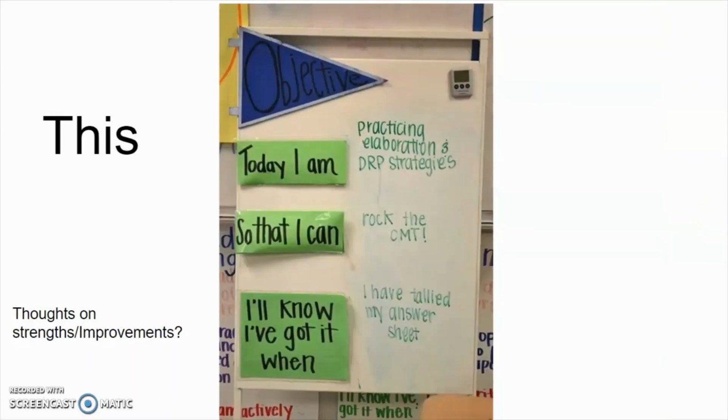And then this one, I liked this one because I know it wasn't as detailed with the objective, but I think it was very to the point. It gave a reason why they need to learn it, like what are they going to be doing with it. So that was good. And then I'll know I've got it when. So again, it gives them that final evidence piece, that criteria that they look at and say, okay, once I can do this, I know I've understood the objective.